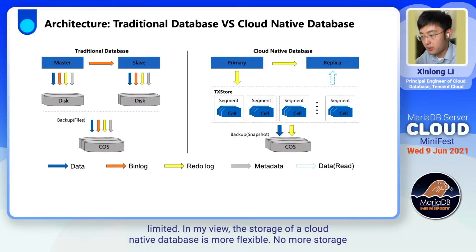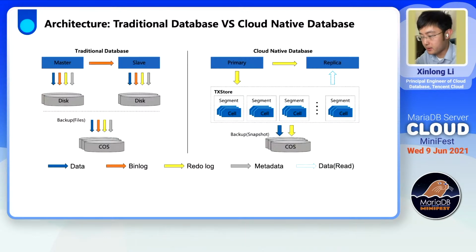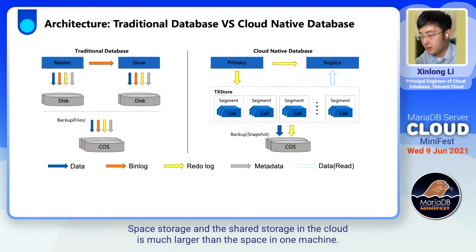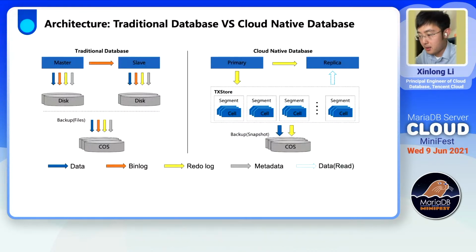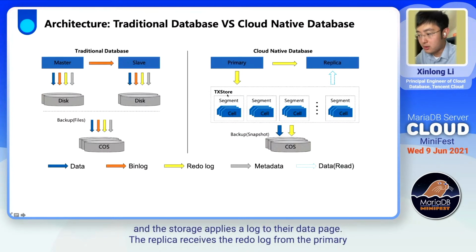No more storage space is needed when a replica joins the cluster. The replica can read from the shared storage, and the shared storage in the cloud is much larger than the space in one machine. In a cloud-native database, only the redo log is sent to storage, which shows the slice is TX store, and the storage applies the log to its data pages.